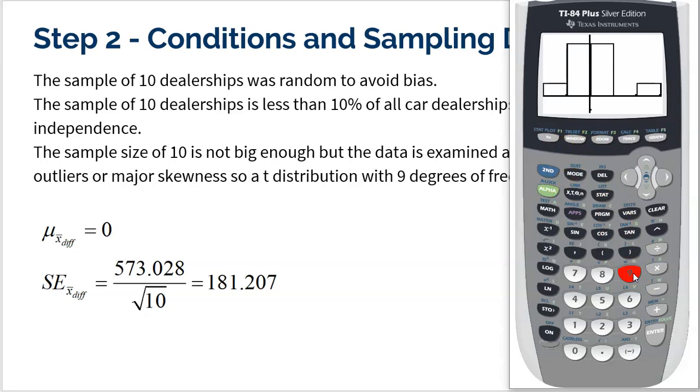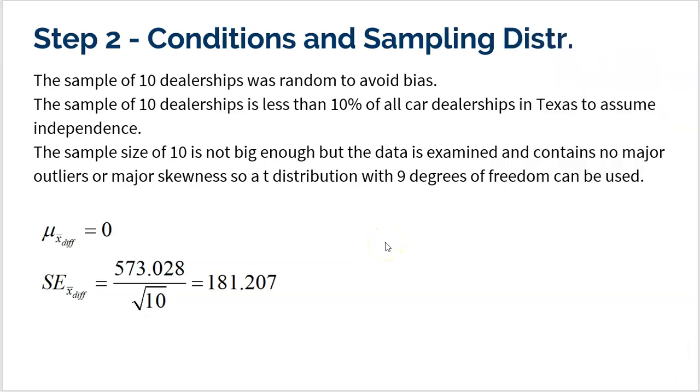And I mean, it doesn't look great, but there's only 10 values. I certainly don't see any major skewness, nor do I see any major outliers. So we are safe to use a t-distribution with 9 degrees of freedom. All right, so I have to assume that the null is true, that there is no difference. So the center of the sampling distribution will be 0.